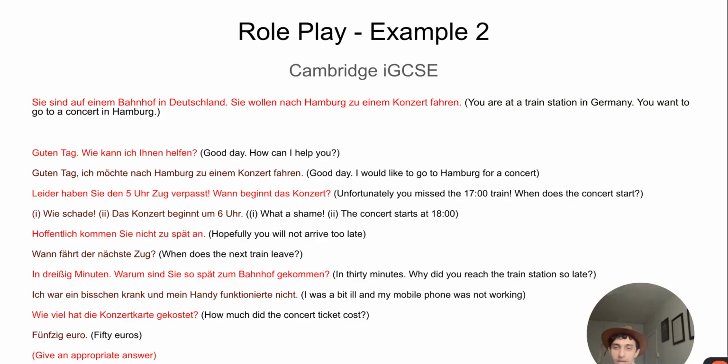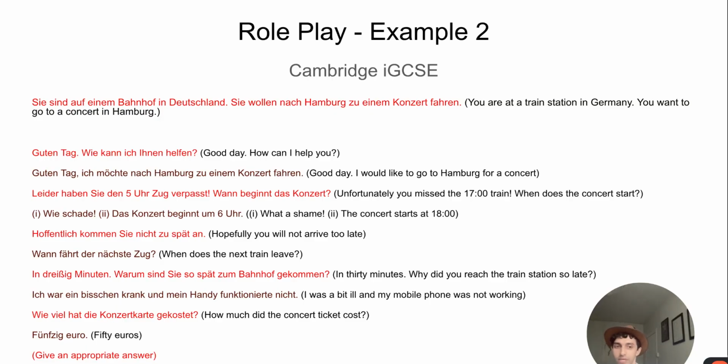And apart from that, I've actually kept the language itself, particularly the grammar, quite simple. So I haven't really shown off. This is certainly a more challenging role play than the first example that we saw. So I have had to use some different tenses. Ich war, for example, I was, because this question is asking about the past. Why did you reach the train station so late? So that's the imperfect tense.